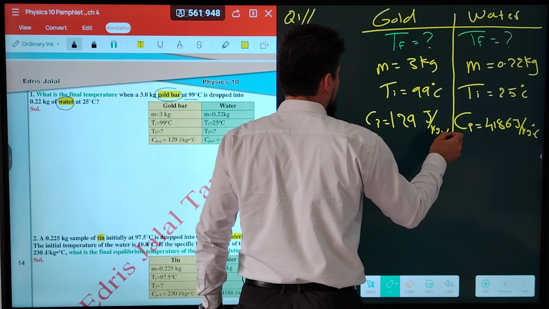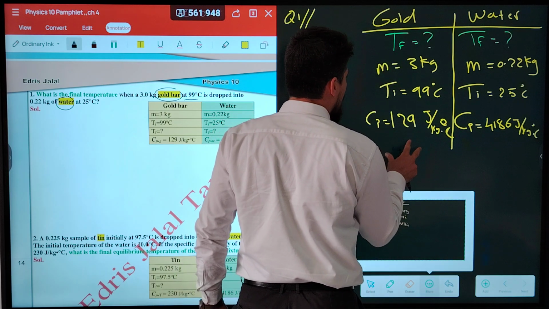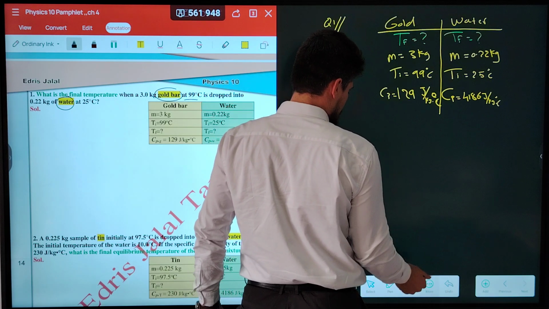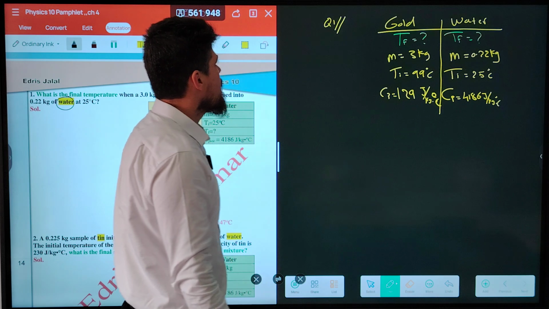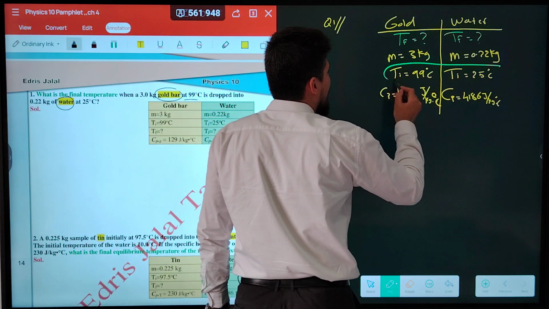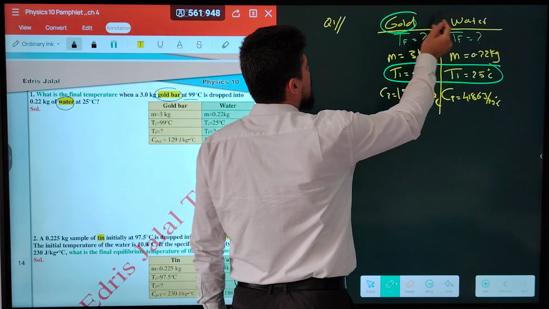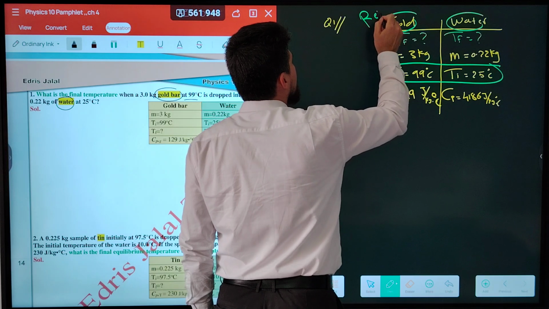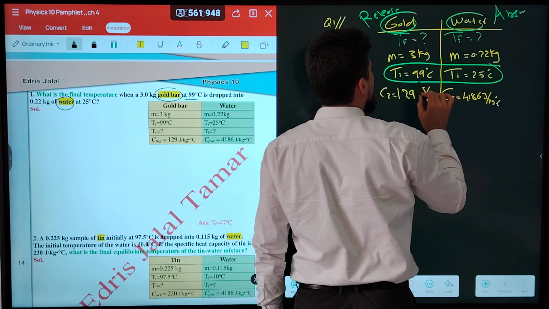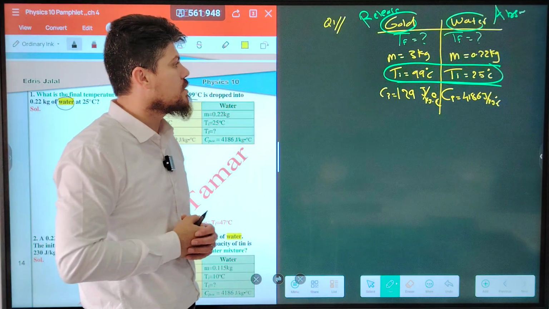joules per kilogram Celsius. Okay, so this is the information about the gold and the water, all the given values for both substances. Guys, which one releases and which one absorbs? Do we have the initial temperature for both substances? Yes. Which one has the higher initial temperature? The gold. So which one releases? Gold releases and the water absorbs. How do you know? By initial temperature. More initial temperature means it releases. Less initial temperature means it absorbs.